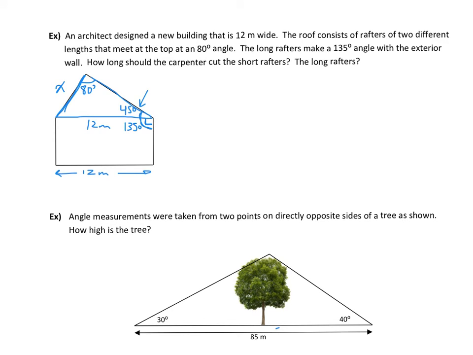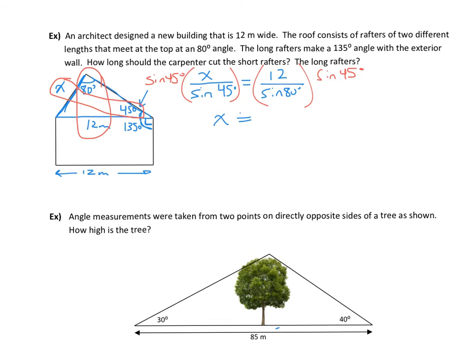All right, so I need to find the X, and I know the angle across from it, and we have a side and an angle across from it. So it looks like a sine law is in order here. So I'm going to put my side length on the top since that's what I'm trying to solve for. Sine of 45 degrees is equivalent to the side length over the sine of 80 degrees. Multiply both sides by the sine of 45 degrees and you can solve for X. And when I put that in my calculator, I got roughly 8.6 meters, to one decimal place. The short rafter should be 8.6 meters long.